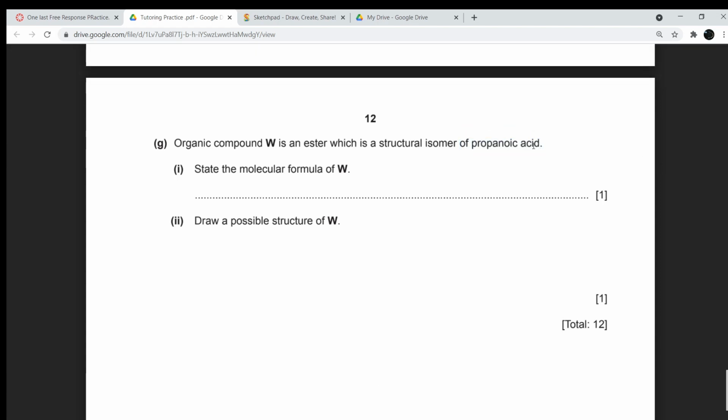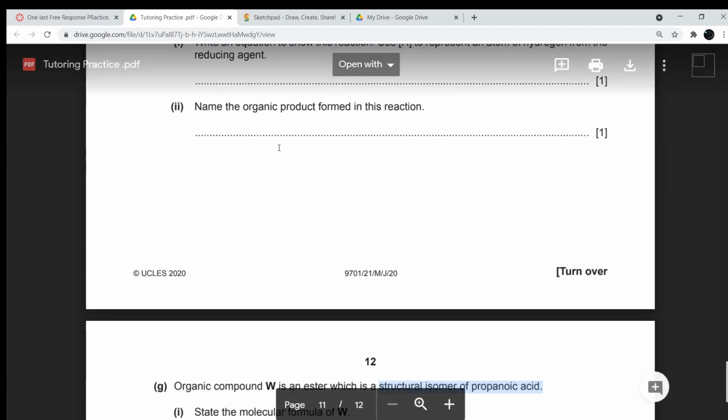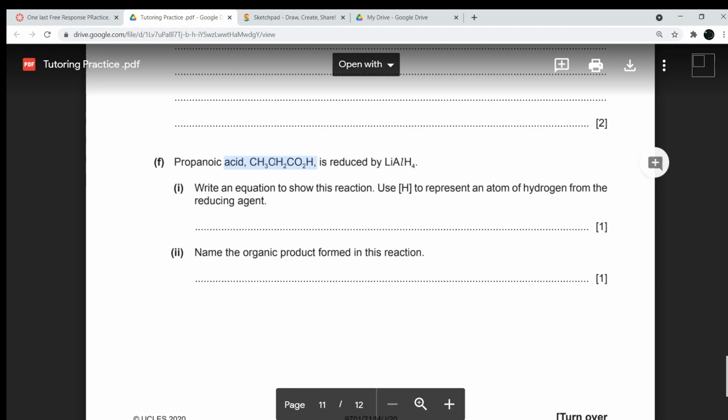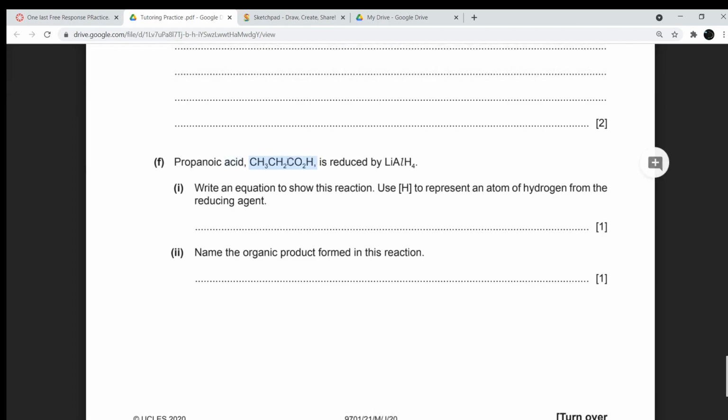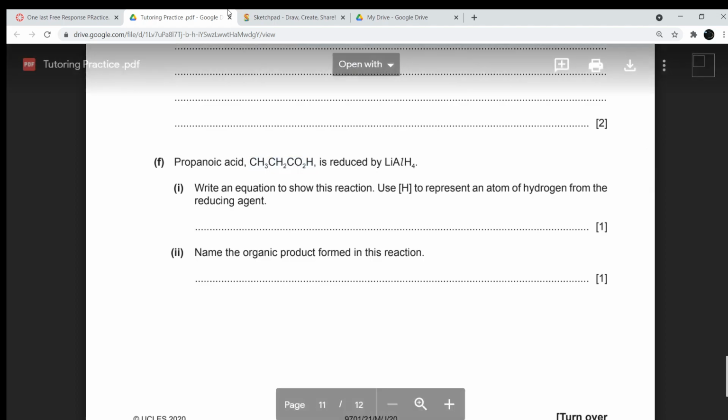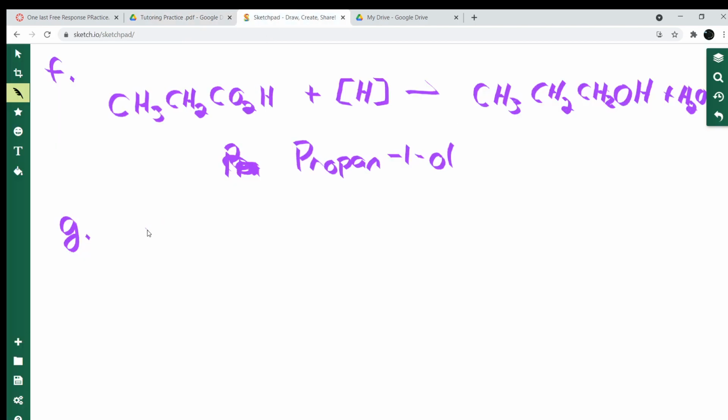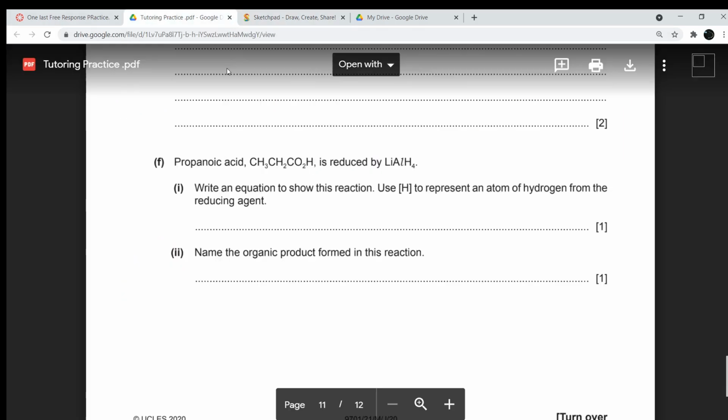So we just have to write down how many we got. Molecular formulas are just how many carbons and everything there are. So we have 1, 2, 3 carbons, 6 hydrogens, 2 oxygens. So the answer for G is C3H6O2. This is an example of just not panicking. We didn't do a lot of work with esters. That's okay.